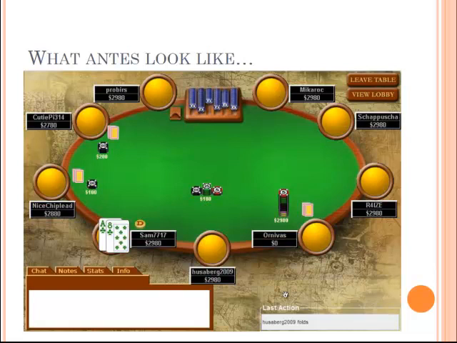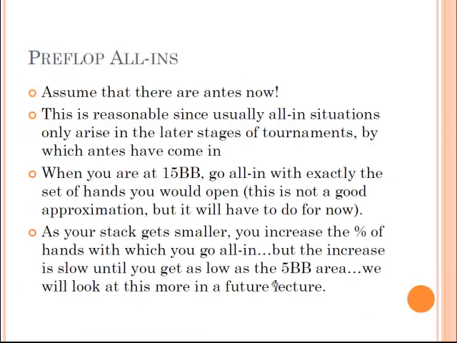And so now we're going to talk a bit about pre-flop all-ins, when you can go all-in pre-flop. And so every time I talk about this, I'm going to assume there's antes. Because how tournaments work is at the beginning, when you have a lot of big blinds, there are no antes. And when you have a lot of big blinds, you're never going all-in pre-flop anyway. And usually you start going all-in pre-flop once the antes come in, because then your number of big blinds dwindles a lot faster, because you need to put in the ante every hand.